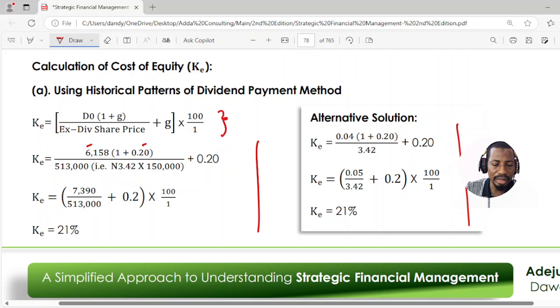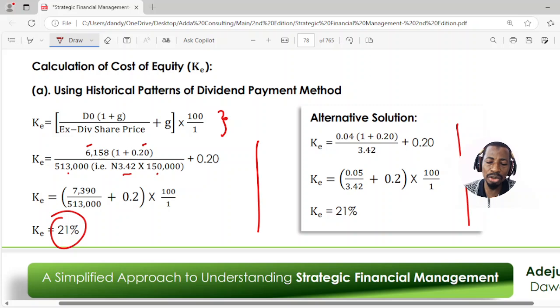Then of course, the market value of the equity, the ex-div share price. The ex-div share price is per share, so I need to calculate the total market value of the equity. In this case, I will multiply the ex-div share price with the number of shares, 150,000. 150,000 multiplied by 3.42 will give us 513,000. So the numerator divided by the denominator plus the growth rate of 20%, all multiplied by 100%, will give us 21%. So that is that.